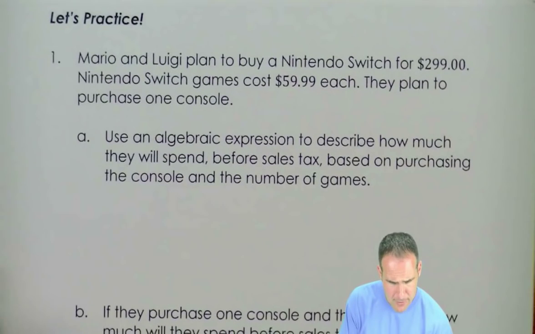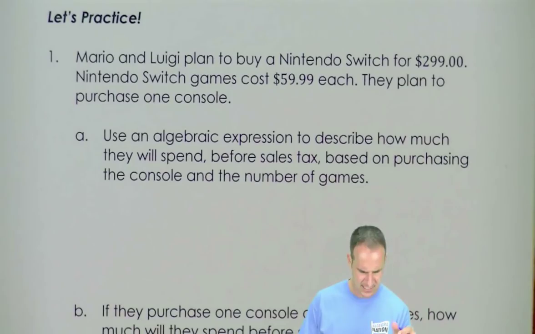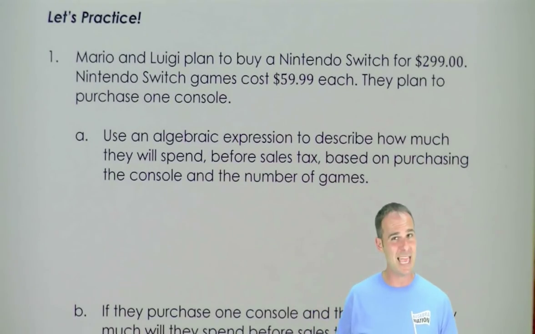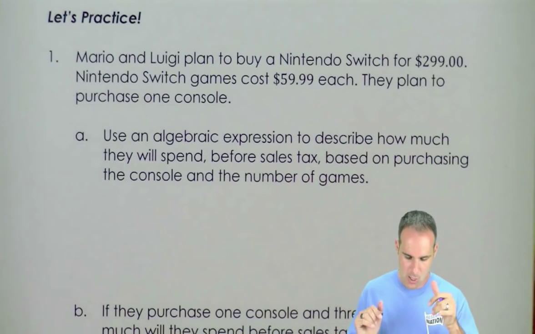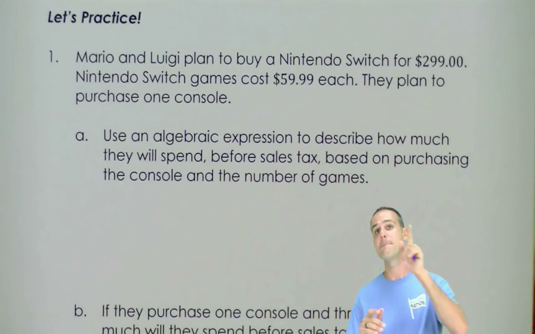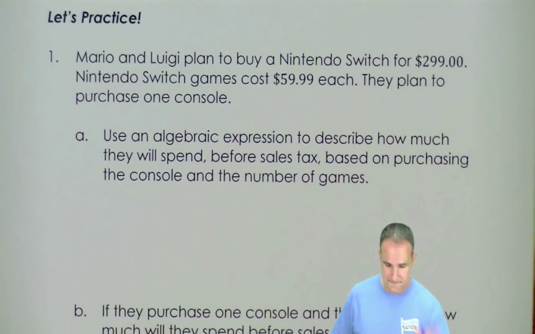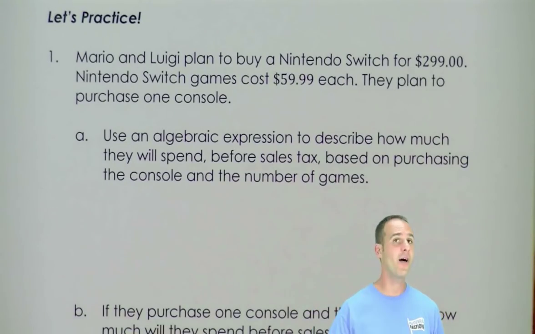We have Mario and Luigi are going to buy a Nintendo Switch for $299. Now, Nintendo Switch games cost $59.99 each. They plan to purchase one console. Use an algebraic expression to describe how much they will spend before sales tax based on purchasing the console and the number of games. Well, on this page, we need to identify the variables.